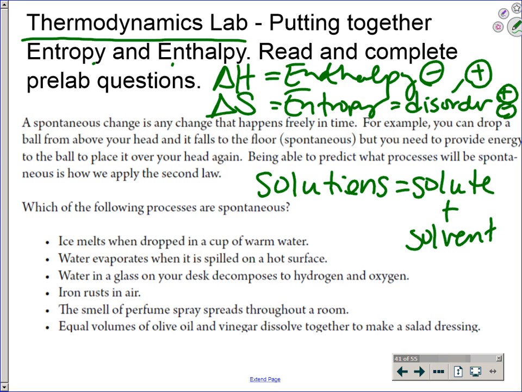So we're combining thermodynamics and solutions, because solutions is our next unit. Who's already started looking at reading guide 15? You'll notice solutions, right? It's a lot of stuff about water and solvents.